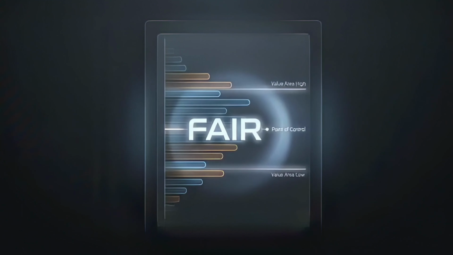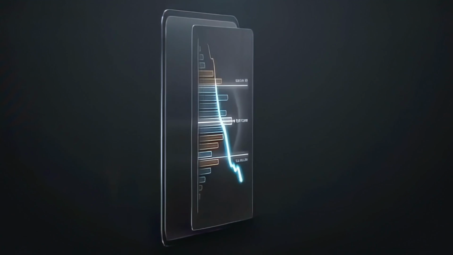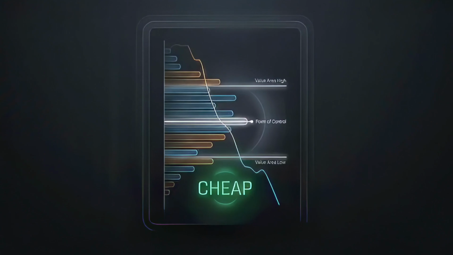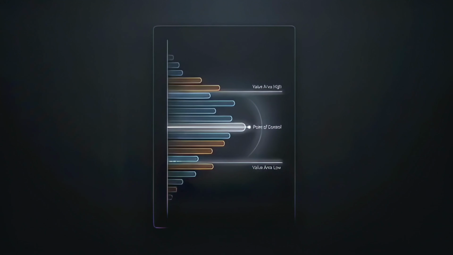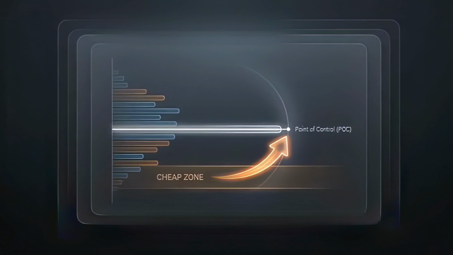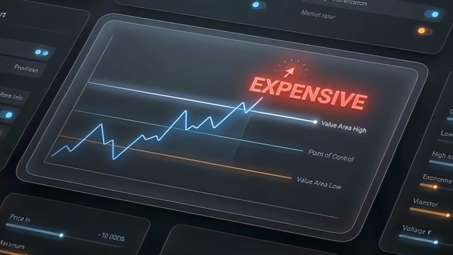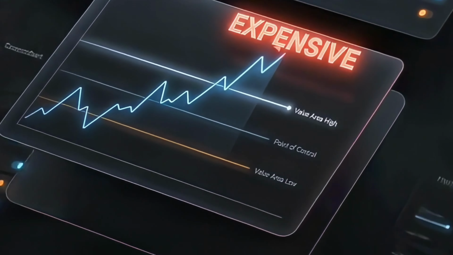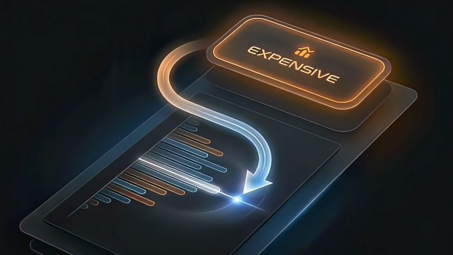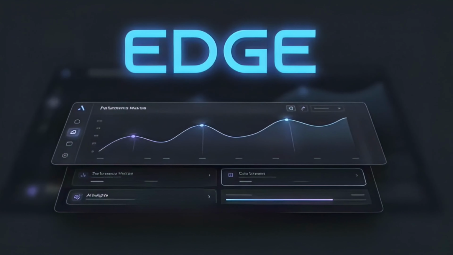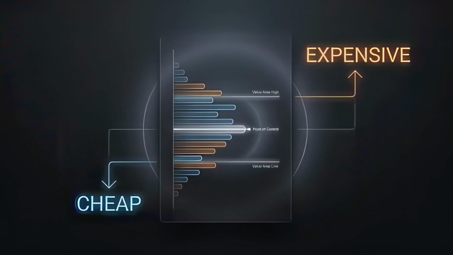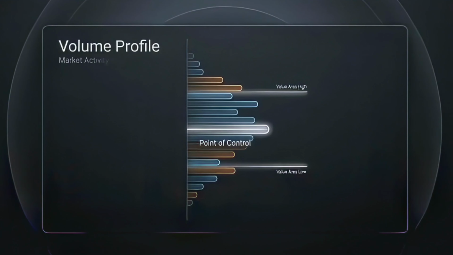But here's the part you actually trade. That 70% value area is your definition of fair. So follow this closely. When price pushes below the value area low, it is now, by definition, cheap. It's trading where almost nobody wanted to trade, based on this whole move's history. And cheap prices tend to get bought back up, back toward that point of control magnet. Now flip it around. When price pushes above the value area high, it's expensive. And expensive prices tend to get sold back down toward the point of control. So already, with nothing else on your chart, you have an edge. Cheap below the value area low, expensive above the value area high, and a magnet in the middle.